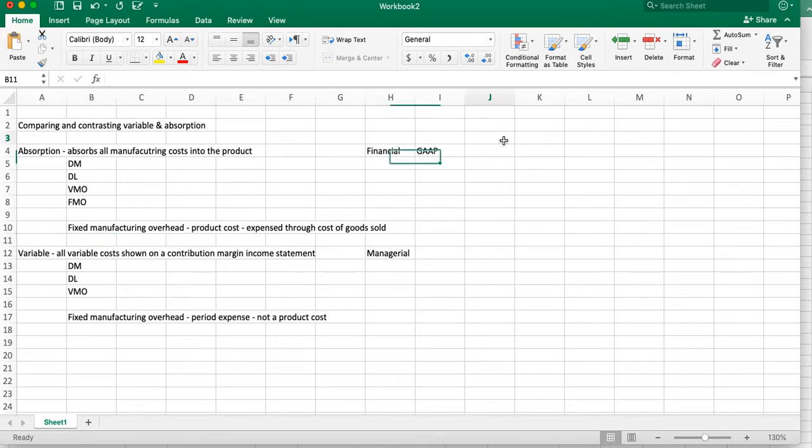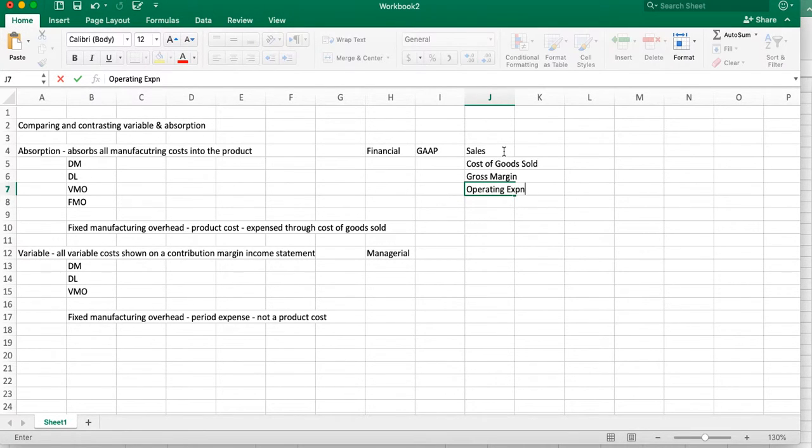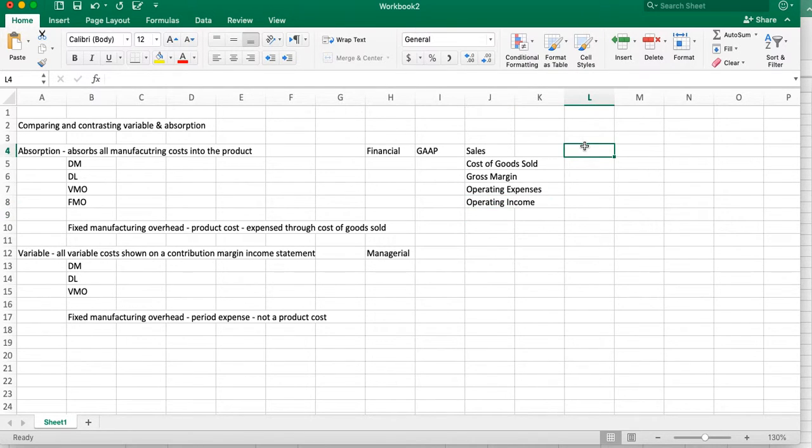Okay, and when we do an income statement, I'm going to come over here and do one for absorption costing. We have sales, we have cost of goods sold, and that gives us gross margin, and this is, again, generally accepted accounting principles. Then we have our operating expenses, and there's so much more to this, but for just this chapter, we're going to look at it this way, and then we have operating income. My sales are obviously going to be the same either way, but my cost of goods sold is going to include direct material, direct labor, variable manufacturing overhead, and fixed manufacturing overhead.